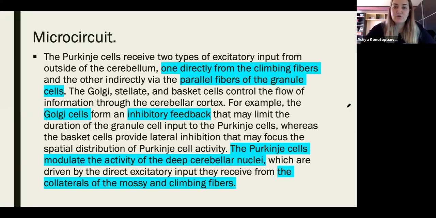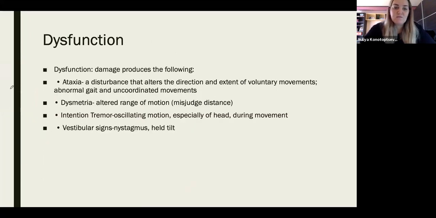Okay, this is the microcircuit. Read it at home. It's everything that we have talked about before. This is a very important slide because here we're discussing some terms that are very useful, not just to pass the neuro, but for you as a doctor. Okay, so this is very important right here.